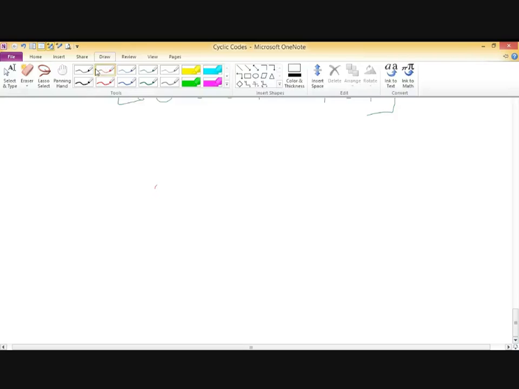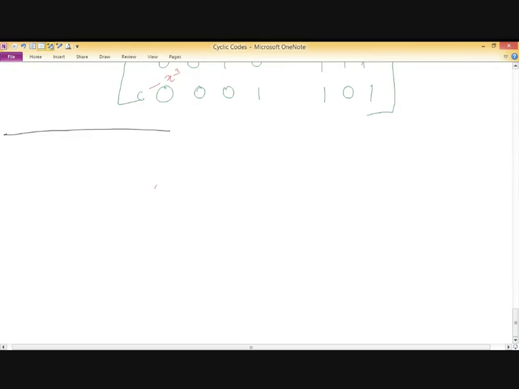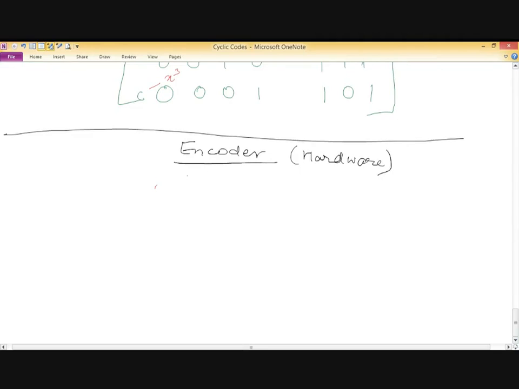How to make a generator matrix. Now coming to the encoder part. How to design an encoder, hardware encoder. How to design a hardware encoder. Cyclic code gives an advantage that for making a cyclic code, you just require a shift register and some mod 2 adders. Okay, mod 2 adders, that means XOR gates.